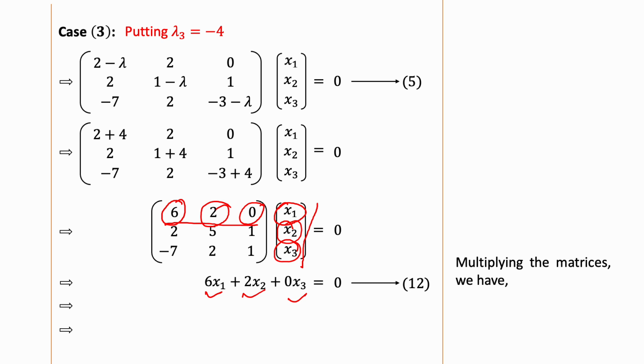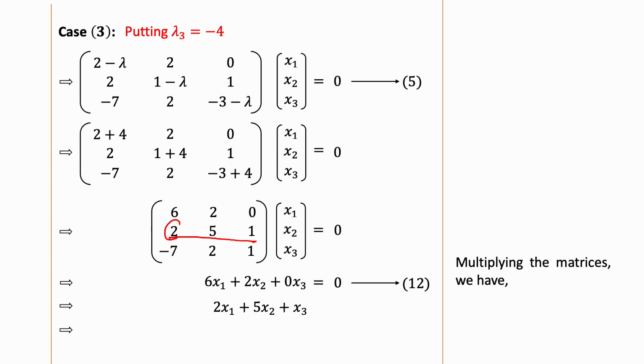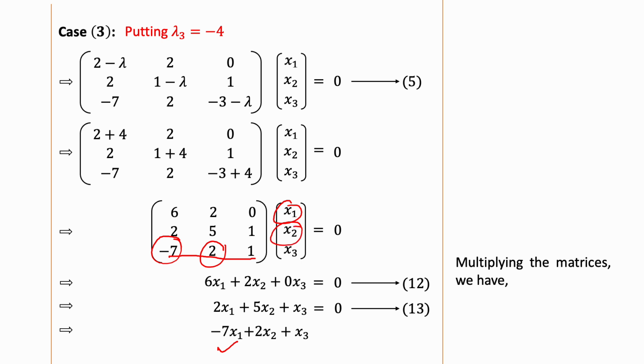Now for the next equation, I'll go for the second row. 2 into x1 is 2x1, 5 into x2 is 5x2, 1 into x3 is x3, equal to 0, is equation number 13. I'll go for the last one here. The last row is minus 7, 2 and 1. So it is minus 7 into x1 is minus 7x1, 2 into x2 is 2x2, and 1 into x3 is 1x3, equal to 0, is equation number 14.